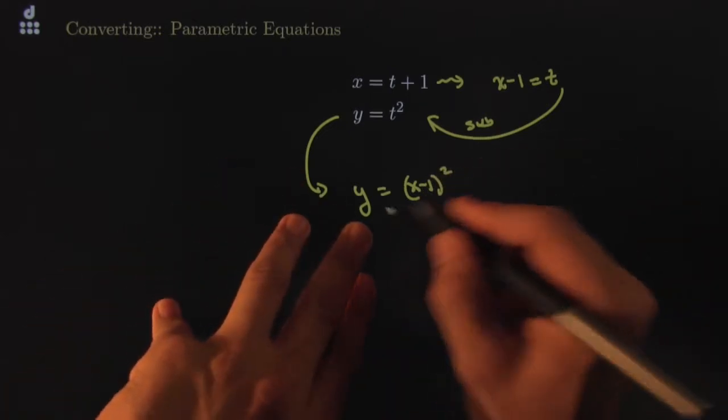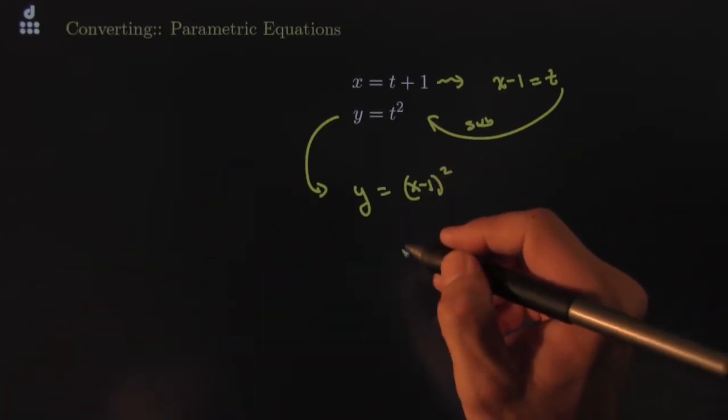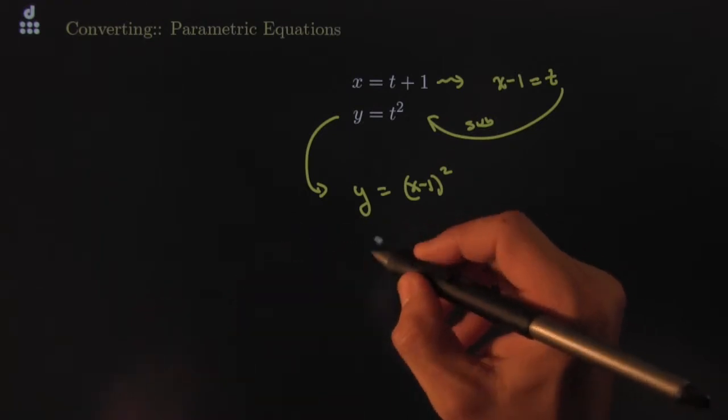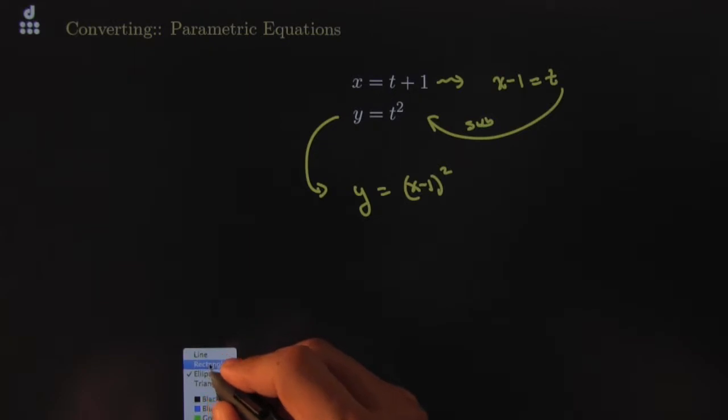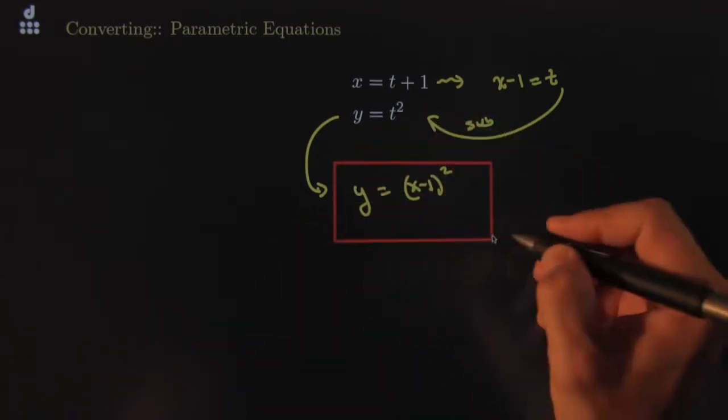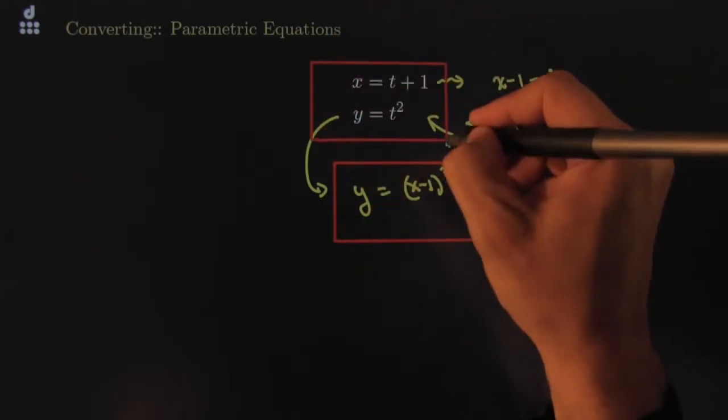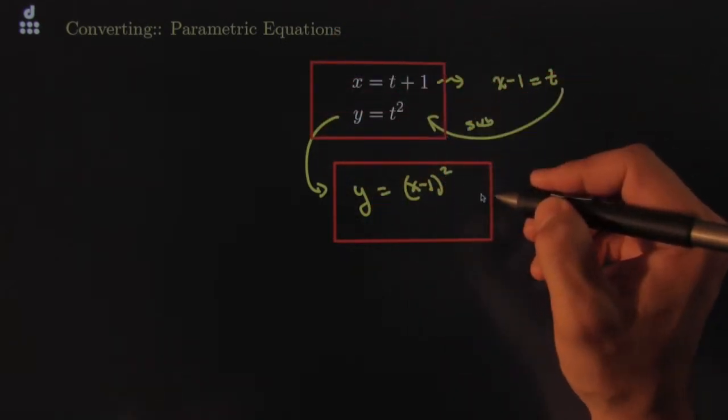Lo and behold, what I've got here is a parametric version of the equation. That's it. This is parametric, this is Cartesian, that's parametric, and that's us converting them.